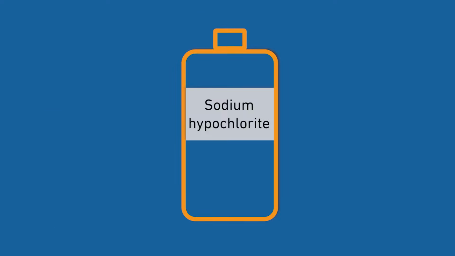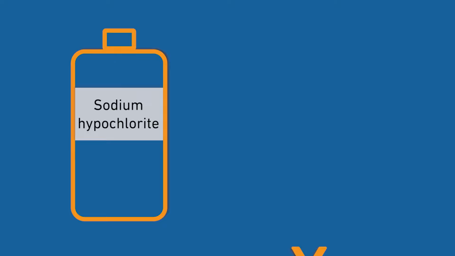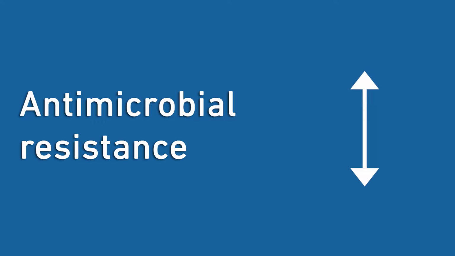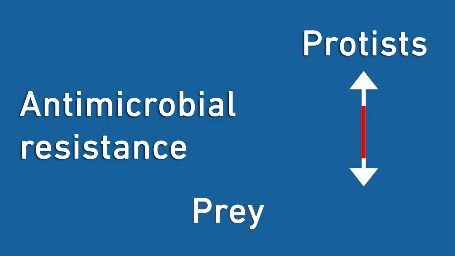For example, free-living amoeba are protists that prey on bacteria. But some bacteria have developed resistance to being digested and can survive inside the amoebae. These bacteria are then protected from any attacks on them, which can be dangerous for us. Research has shown that a commonly used hospital disinfectant, sodium hypochlorite, needs to be 4 times more concentrated than normal to kill the bacteria hiding out in the amoebae. It's also worrying for the development of antimicrobial resistance, so we need to better understand this relationship between protists and their prey.